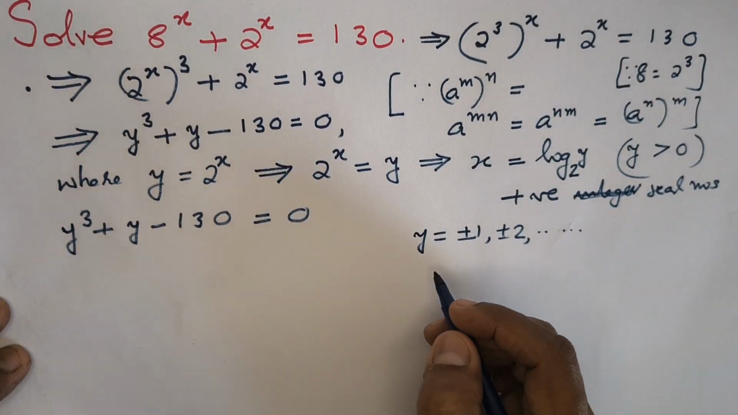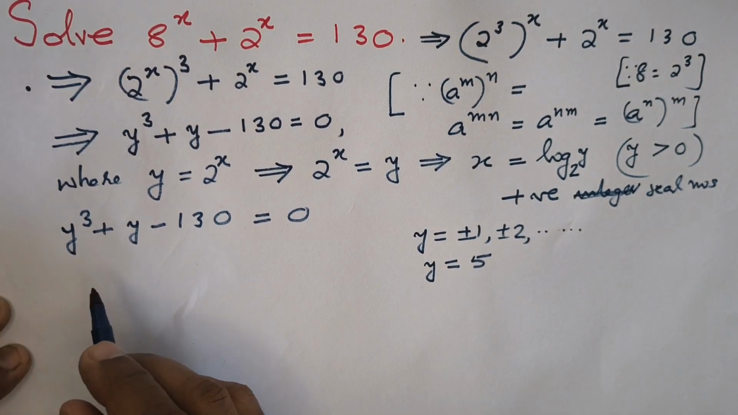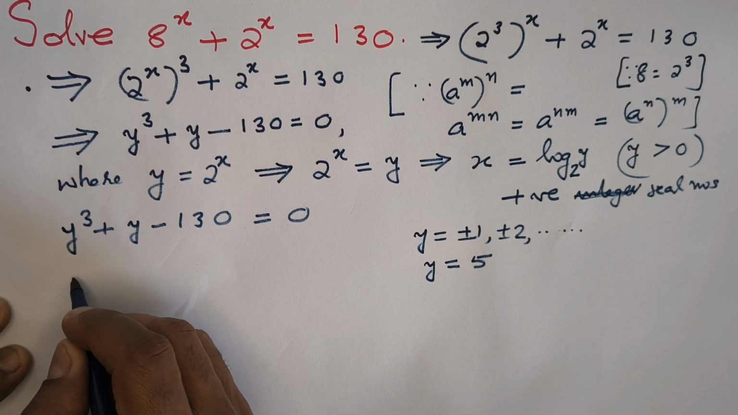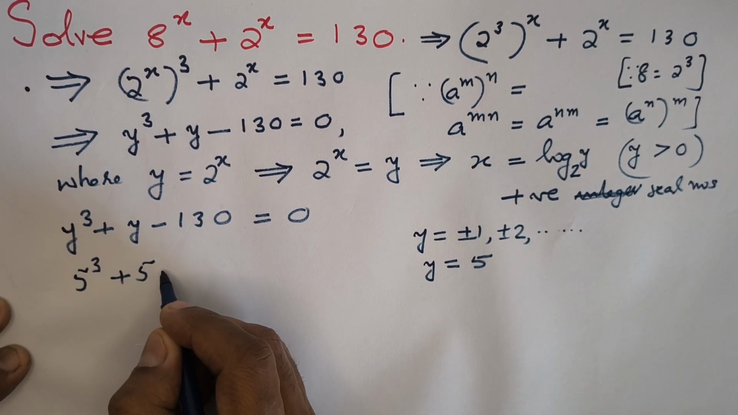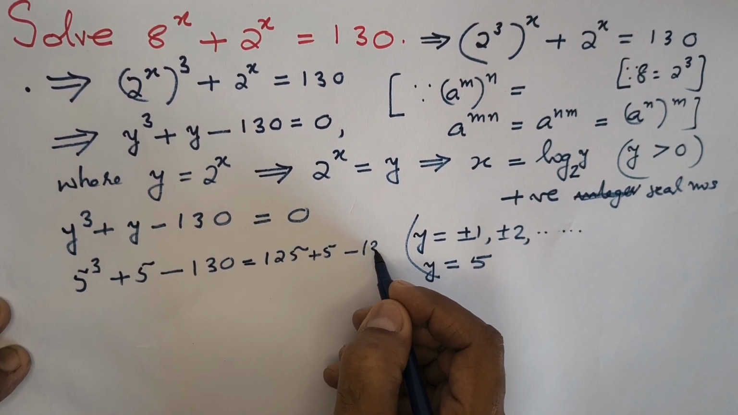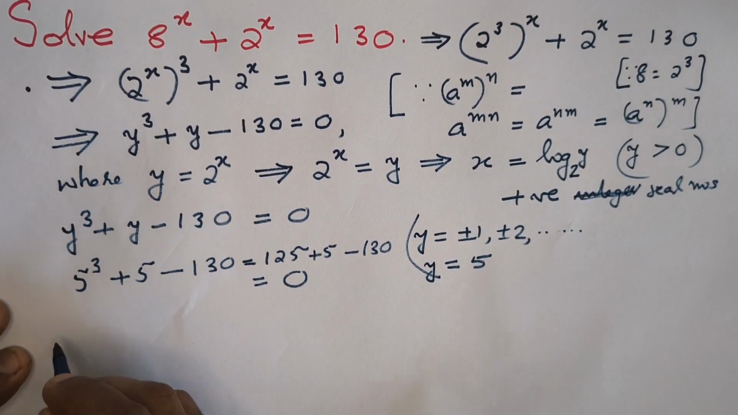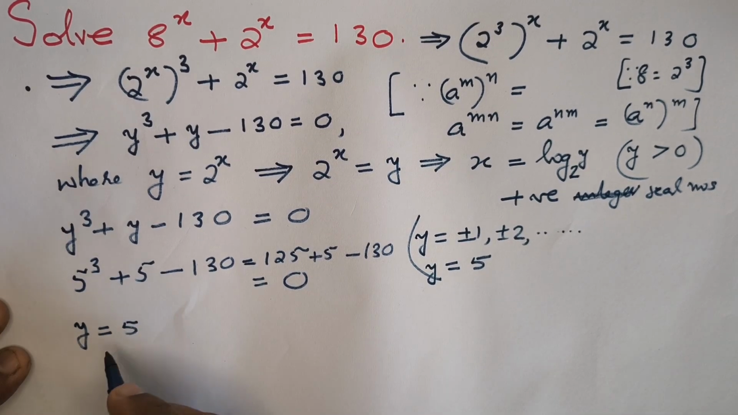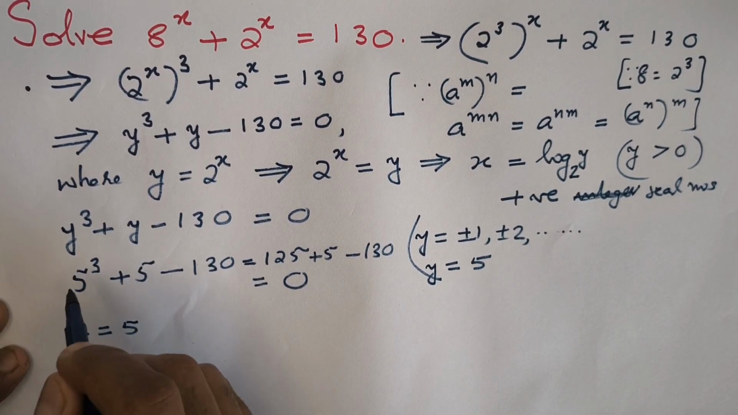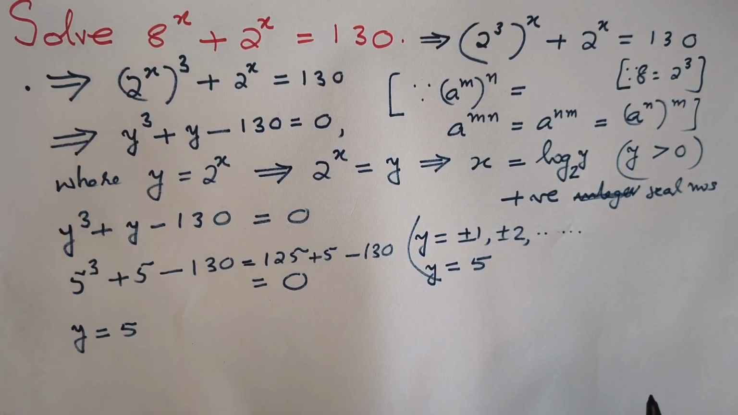You can easily see that y equal to 5 will fit into this because when you substitute y is equal to 5, what do you get? 5 cube plus 5 minus 130. This is 125 plus 5 minus 130. This on simplification turns out to be 0. What does that indicate? y equal to 5 is a solution for this equation. And it's a positive solution. Moreover, it's a positive integer. We should look at all positive real numbers as are given here, but a positive integer, of course, is a positive real number. So we got one solution.